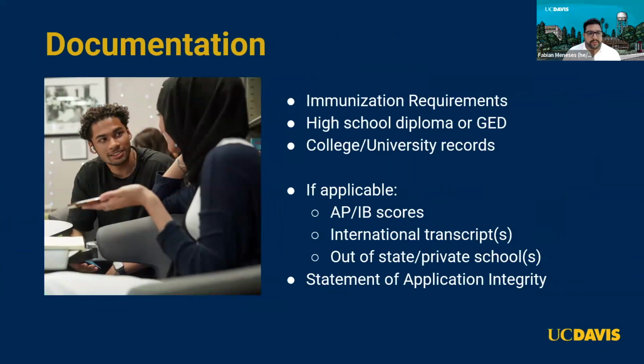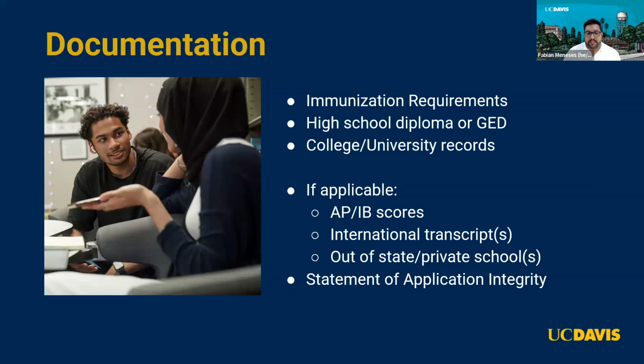So let's go over some of the documentation. Another part of the transfer preparation is to prepare documents. For example, the UC system currently requires the UC immunization and TB risk screening requirements. Additionally, academic records like your high school transcripts and college transcripts will be required.